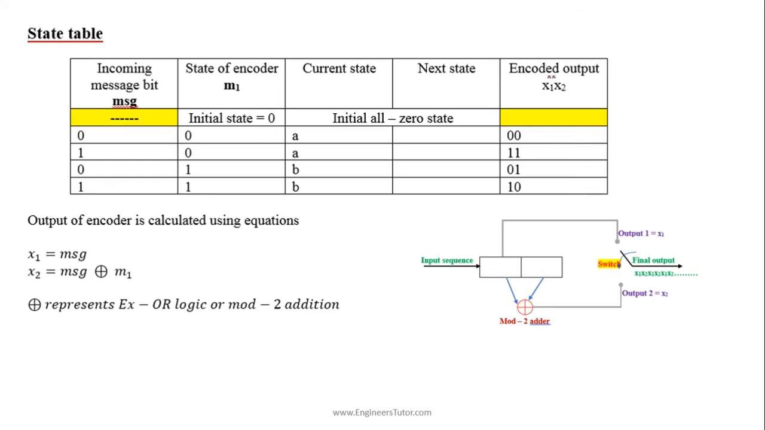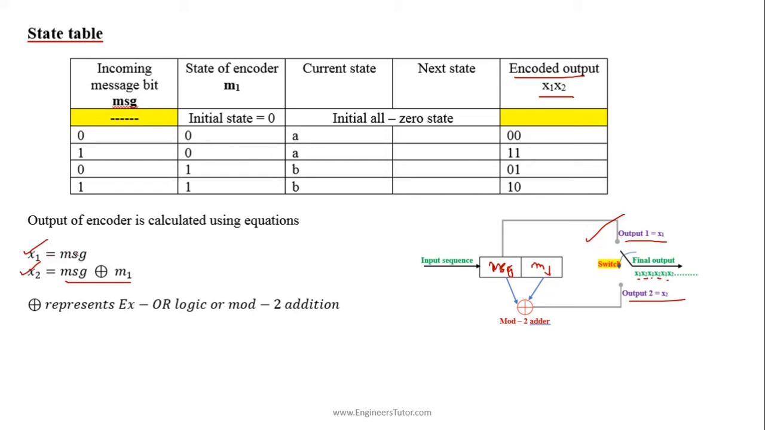First, we try to find the encoded output of the given convolutional encoder. From this diagram, we can say x1 is equal to MSG, and x2, the second output, is MSG exclusive-OR M1. So this is output 2 and output 1. Here we can find x1 and x2 directly. The final output will be represented as x1 x2, x1 x2, x1 x2, like that.